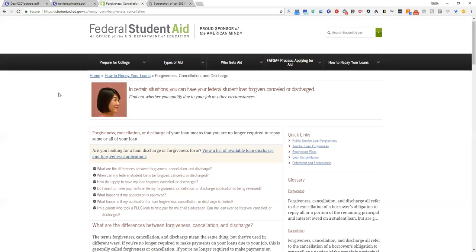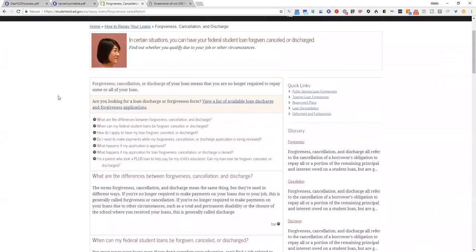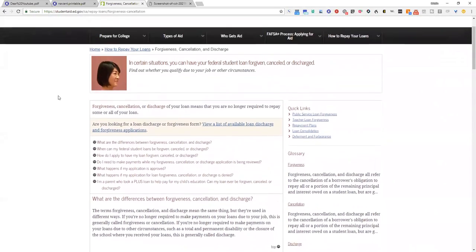Another thing that you can look into on the Federal Student Aid website is forgiveness, cancellation, and discharge. So you never know, guys. You always want to check out things at your disposal.